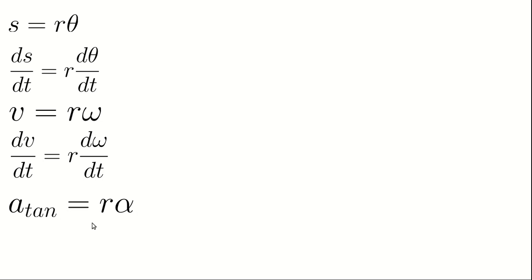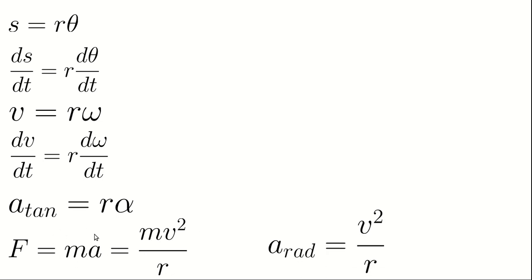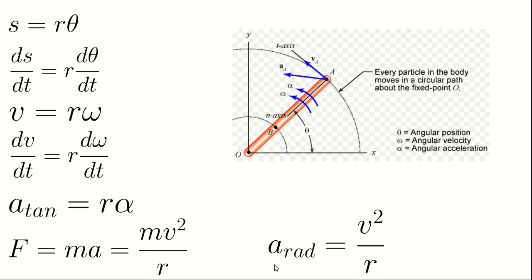Okay, so we can also find the inward acceleration, which is given from this expression, F equal to ma equal to mv squared over r. That is, the sum of all the forces acting on the body must be equal to this particular expression, mv squared over r. So if we cancel this m, it gives us a_rad equal to v squared all over r. So we have two types of acceleration, which is the tangential acceleration and the radial acceleration, and it can be seen from this diagram.